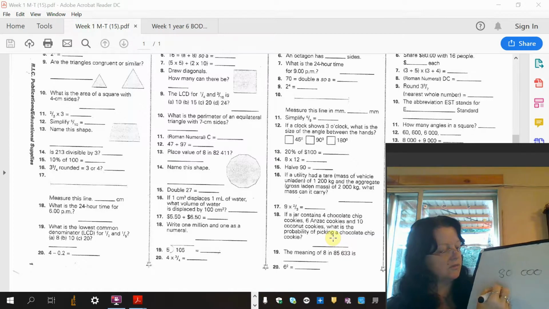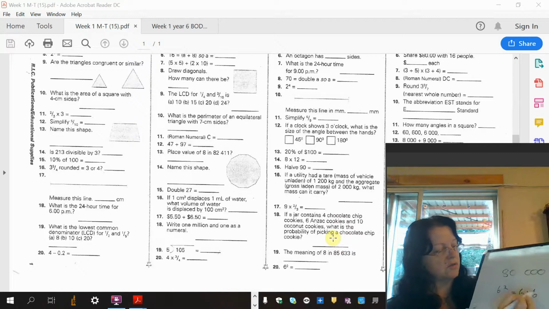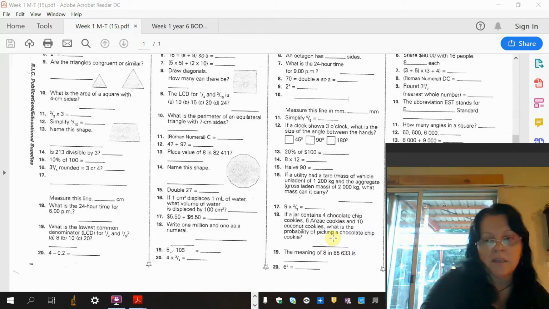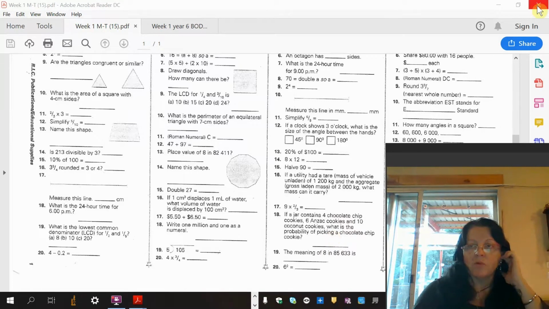And 6 to the power of 2 just means that we go 6 by 6. We do it twice, so 6 times 6 is 36. And that's our math mentals. Let's move on to our BODMAS.